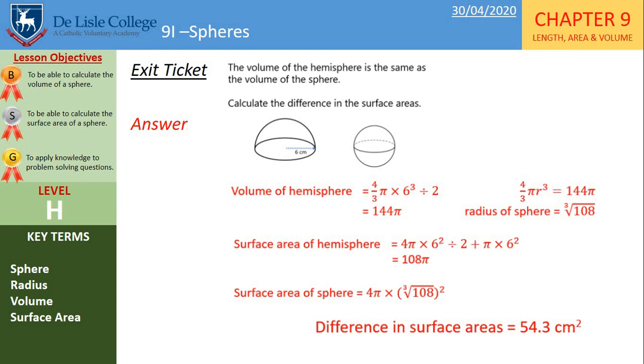The surface area of the hemisphere, we've got the curved part, and we've got the circle on the base, and that gives us 108 pi. The surface area of the sphere is 4 pi times the radius squared, the radius that we worked out before. Once we've got those values, we can calculate a difference using your calculators, and you should end up with 54.3 centimetres squared.